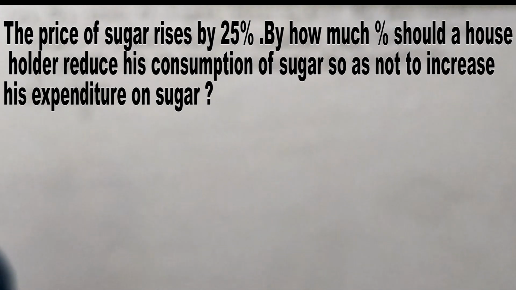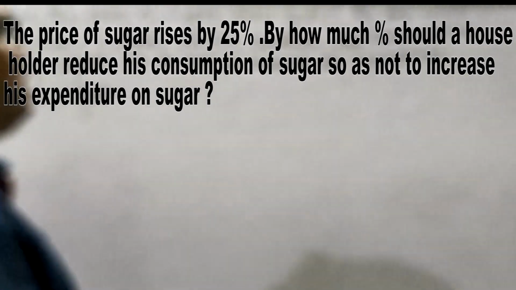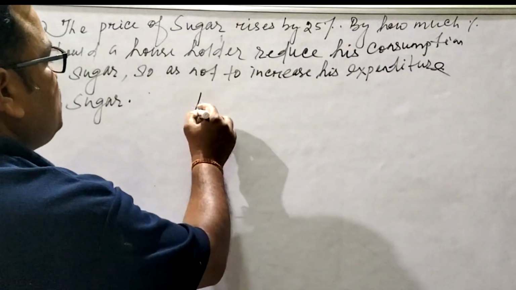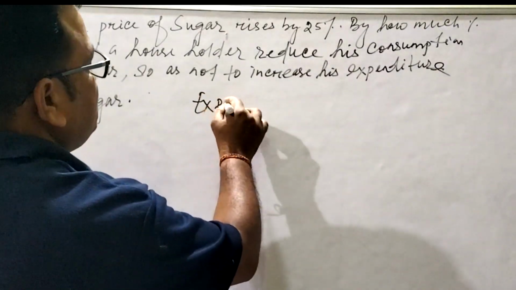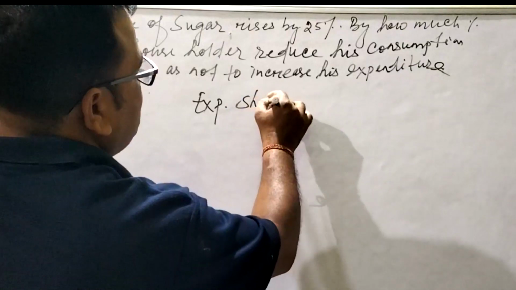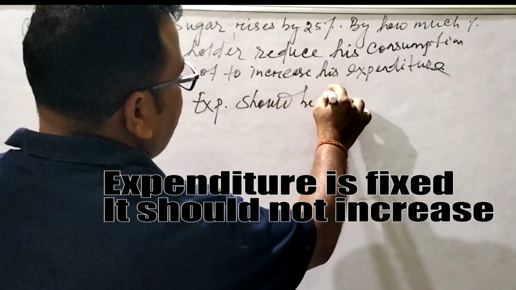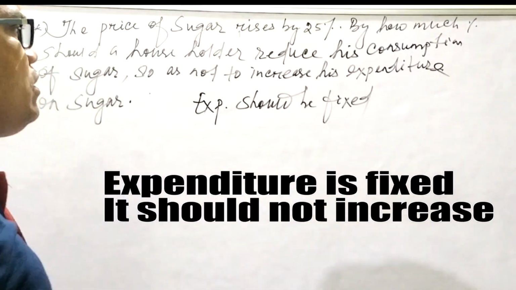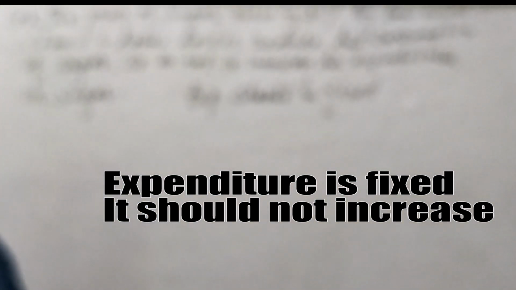The price of sugar rises by 25%. By how much percent should a householder reduce his consumption of sugar so as not to increase his expenditure on sugar? That means expenditure should be fixed. It will not rise.